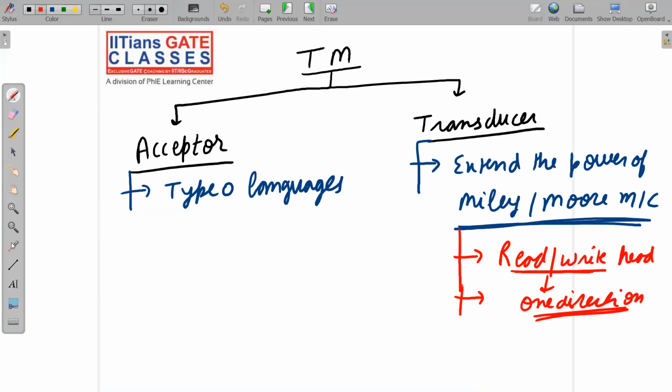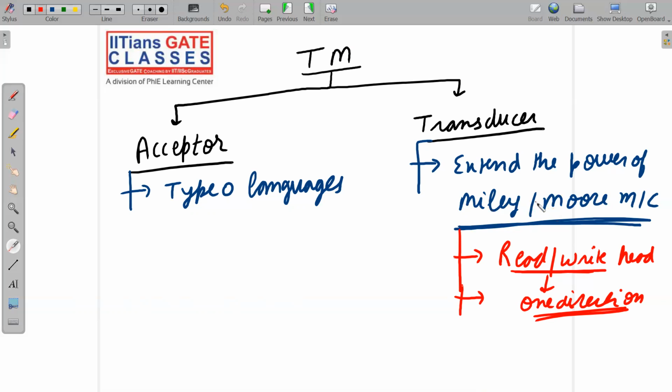Let me clarify once again. In a Mealy machine we have a read write head, and in the Turing machine also we have a read write head, but this read write head can move only in one direction in case of the Mealy machine, whereas in case of the Turing machine, it can move in both directions. So that's why we are saying that it extends the power of the Mealy machine.